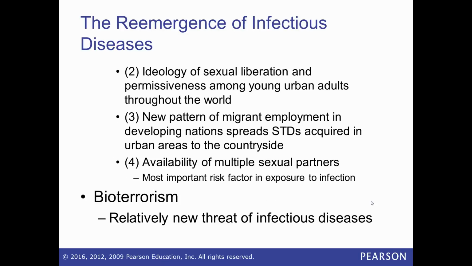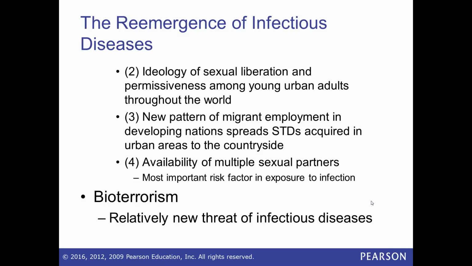The second one is the ideology of sexual liberation and permissiveness among young urban adults throughout the world. The notion that you can have many sexual partners before one is married, or even while one is married. Again, no judging. These things have resulted in more sexual partners, which is more opportunities for these diseases to be spread.